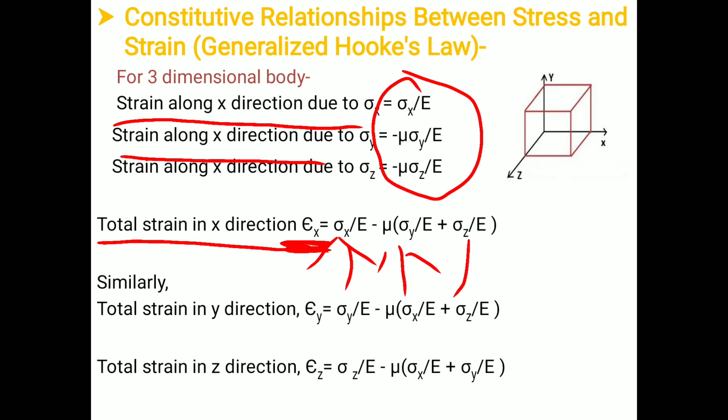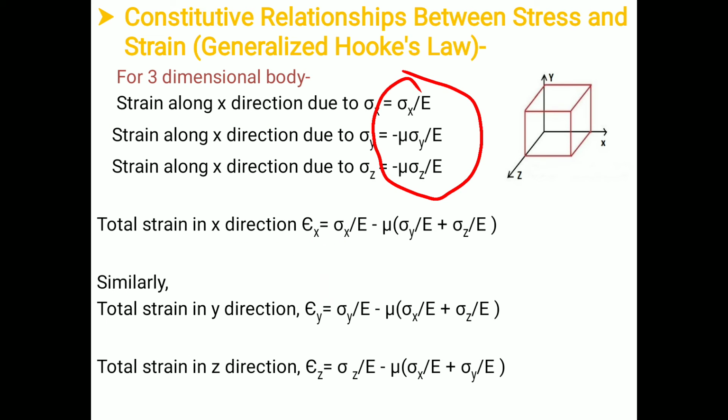After superimposing all those stresses along x, y and z direction, I have the total strain along x direction, which is equal to epsilon x equals sigma x upon E minus mu. It is common for both the terms, therefore we will take it out from both the terms: minus mu into bracket sigma y by E plus sigma z upon E. In the same manner, we have the total strain in y direction also. Again, it is the individual effect of the stresses along x, y, z direction.